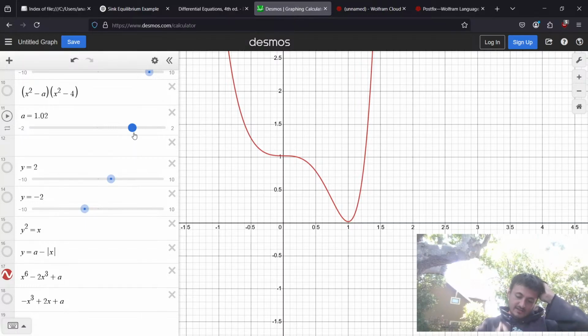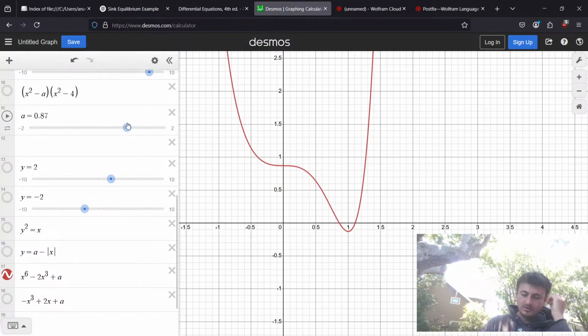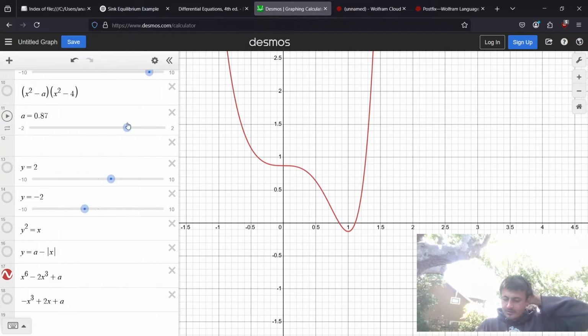A equal to 0 is not a bifurcation value because it starts as a sink and stays a sink until the equilibria around y equal to 1 dies.